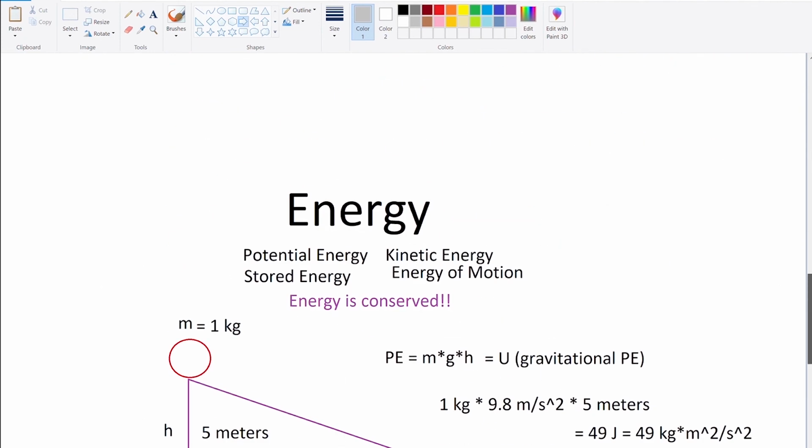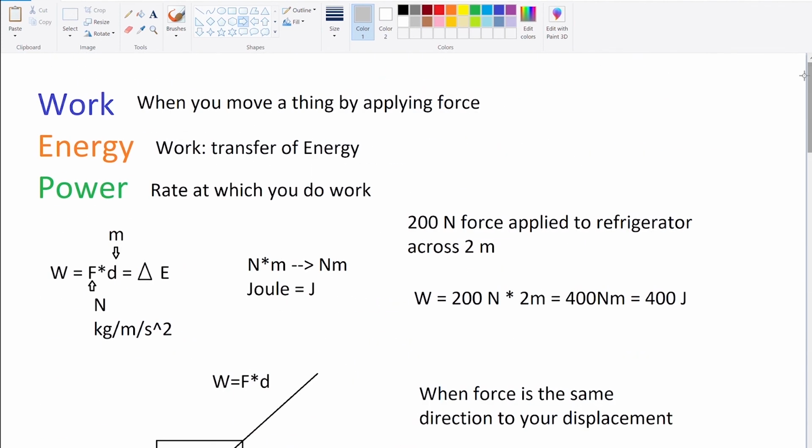me. All right, so that's kind of the basics of potential energy, kinetic energy, and work and power.